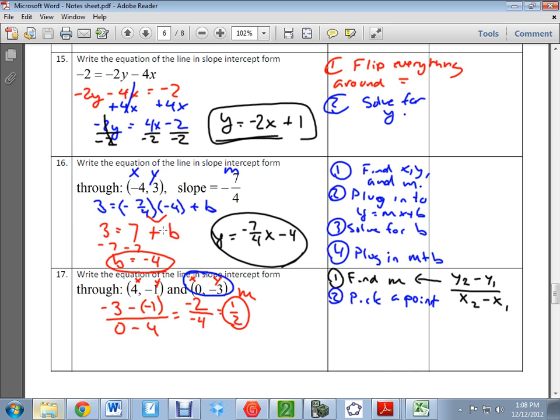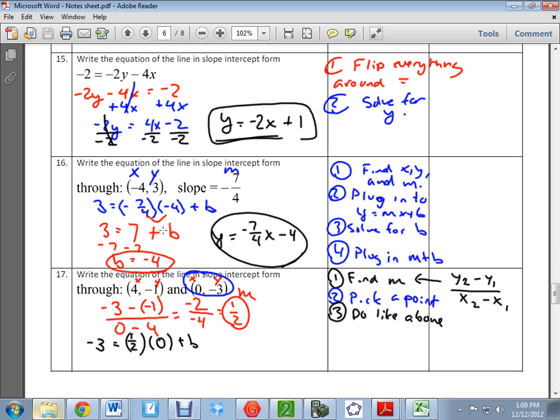The third step that we're going to do is we're just going to do it like above. We have the point, we have the slope, we need to identify x, y, and m. So here's x, here's y, there is m, and we're going to plug it into y equals mx plus b. What is y? Negative 3. This is equal to, what is m? 1/2. Times, what is x? 0. 0 plus b.